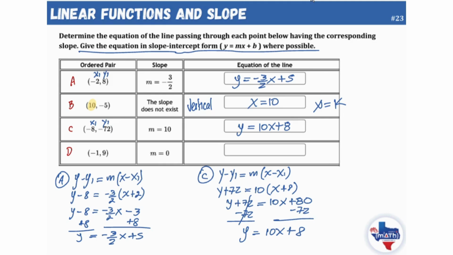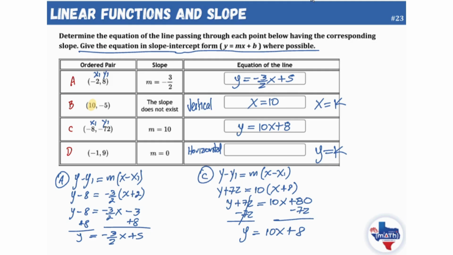Okay, and the last part, part D, says that the slope is 0. If the slope is 0, this is a horizontal line. Okay, if it's a horizontal line, this will have the shape y equals k.